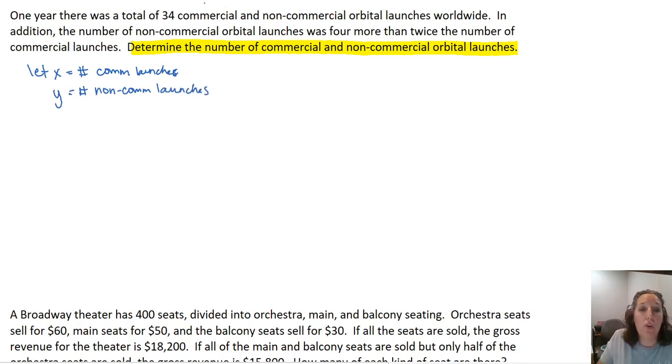All right, we know there were a total of 34 worldwide, so that means x plus y have to add up to 34. And they said the number of non-commercial orbital launches, well, that's our y value, was, anytime you see the word was or is, that's going to translate in math to an equal sign. 4 more means 4 plus that number, more than twice the number of commercial launches. Well, that's twice our x value. So there's our system of equations.